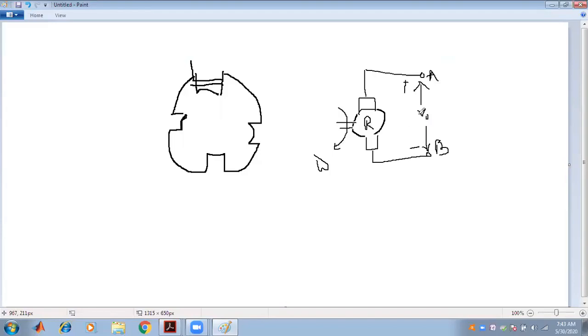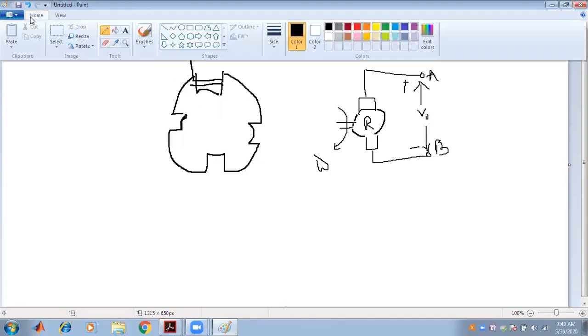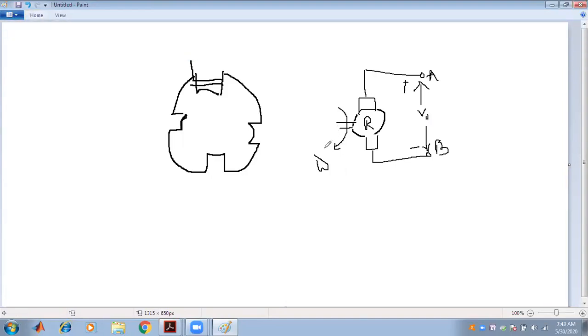If the rotation is changed, and now the rotation is in the anti-clockwise direction, A will become negative and B will become positive. So this is the general conception of the rotor.